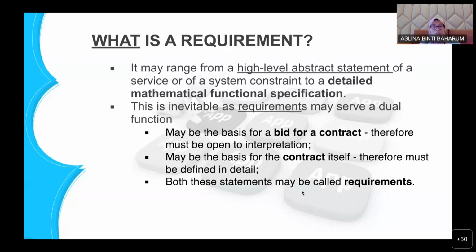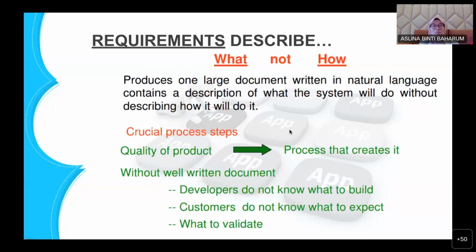That's why I said that the notes are repeating. So requirement describes what, not how. Produce one large document written in natural language, containing descriptions of what the system will do without describing how it will do it. Only what, not how. The crucial process steps are to achieve the quality of the product and the process that creates it.